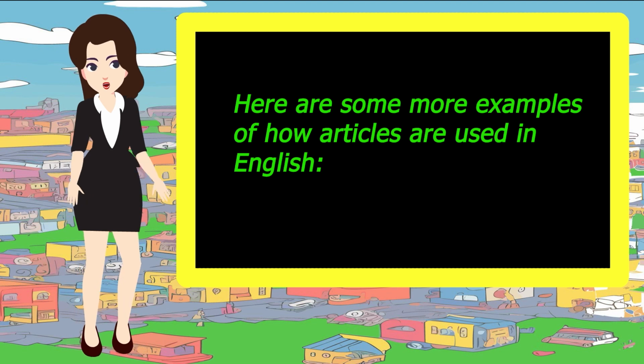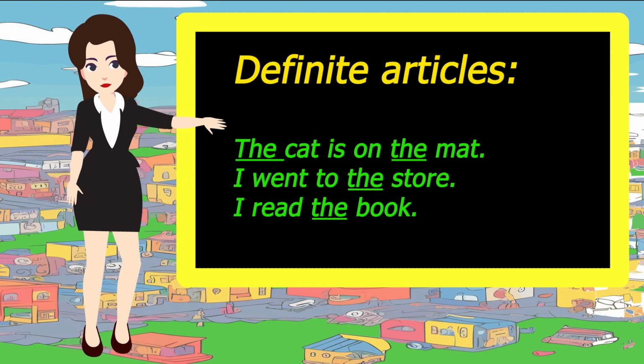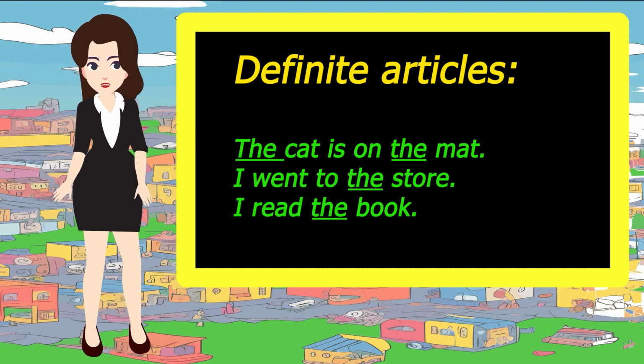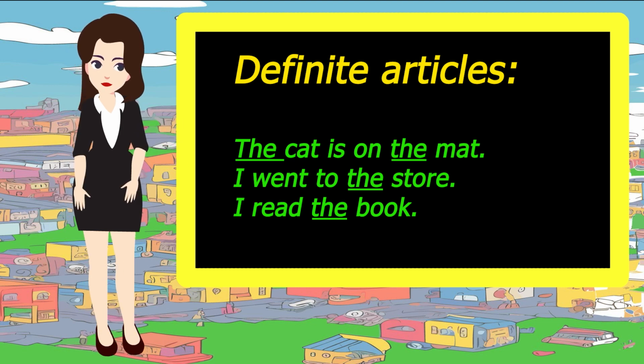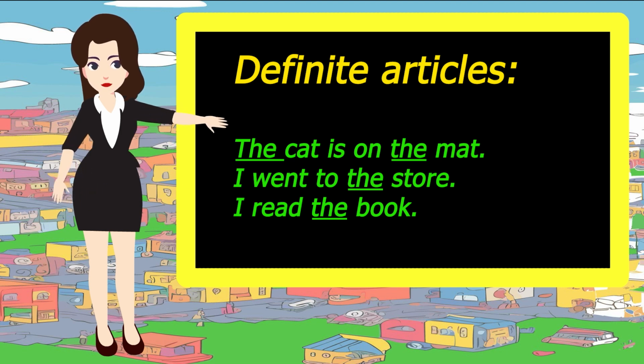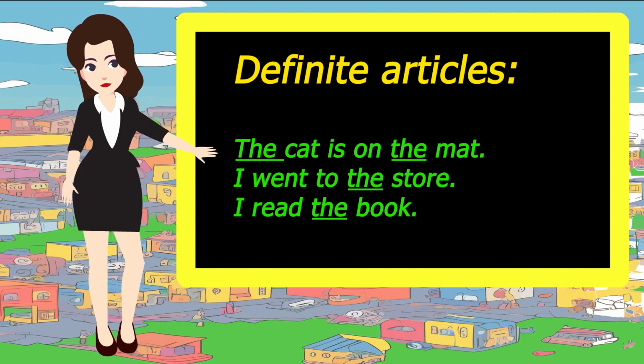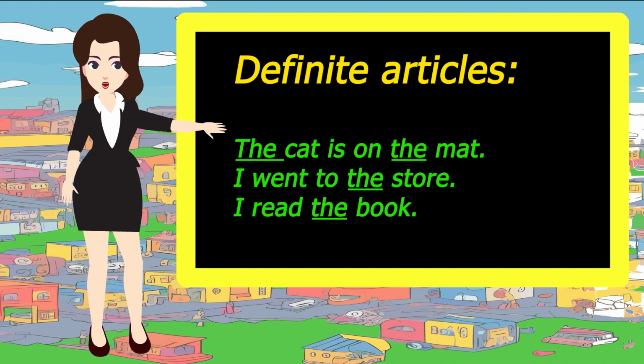Here are some more examples of how articles are used in English. Definite articles. The cat is on the mat. I went to the store. I read the book.